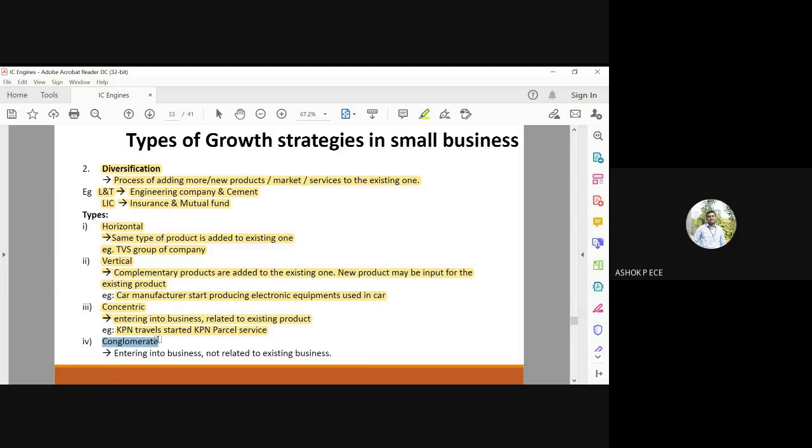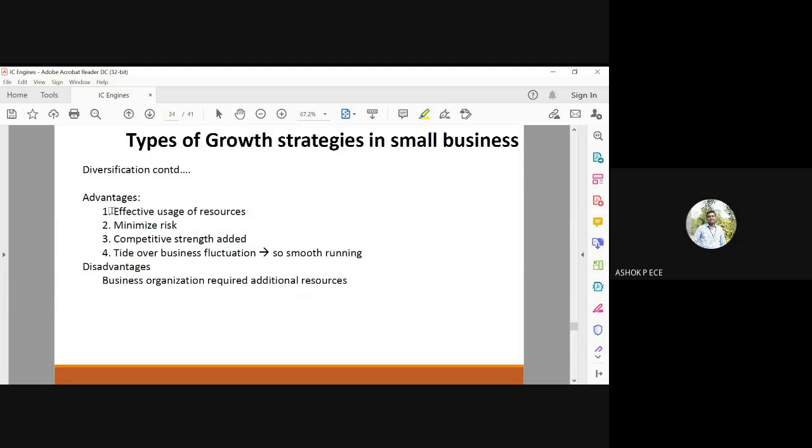Conglomerate means entering into a business not related to the existing business. So you are entering a completely new business without having knowledge about it. Previously, you don't have any knowledge. You're completely entering the new business. It is not related to your existing business.